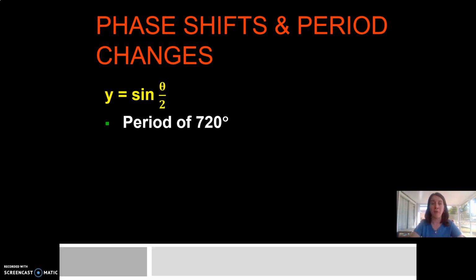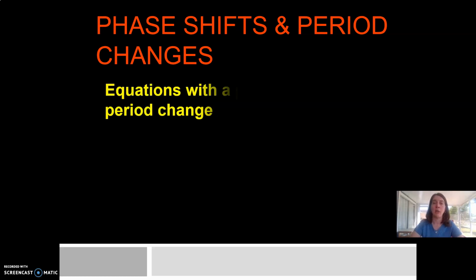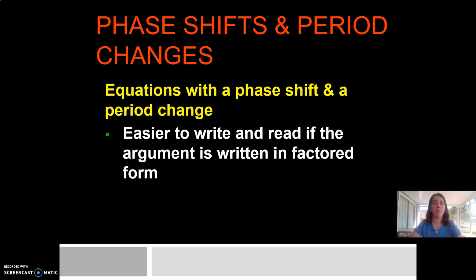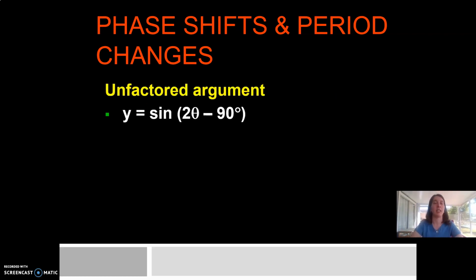Now, one thing we do want to be careful of as we're writing our equations today is dealing with the argument that we have with our trig function. The argument is what you have behind the sine or the cosine. It's always going to be easier to write and to understand the argument if it's written in factored format, and I'll show you that on my next example here. If I were to give you this question and it said y equals sine parenthesis 2 theta minus 90, the number in front of the theta gave us the rotation or the period change, and the number behind the plus or the minus gave us the phase shift, or the angle that it moved to the right or to the left.